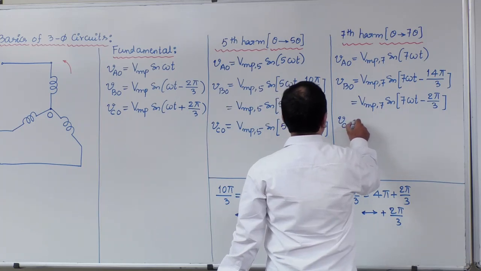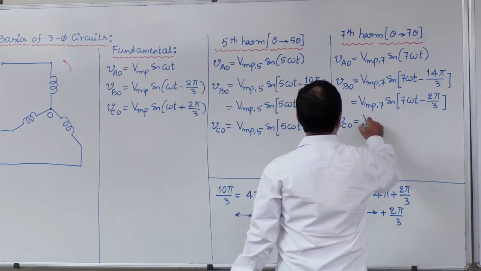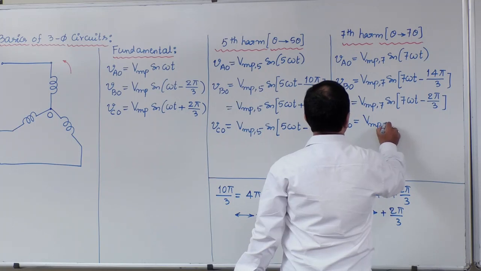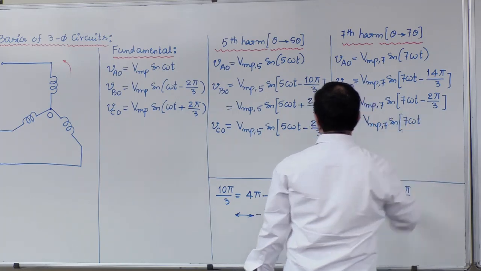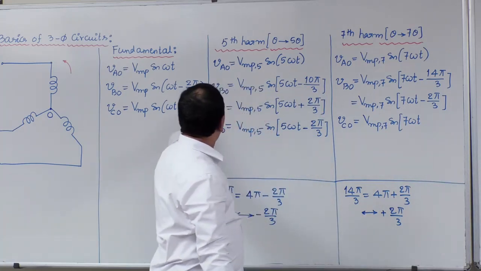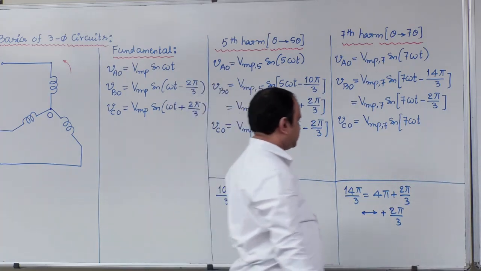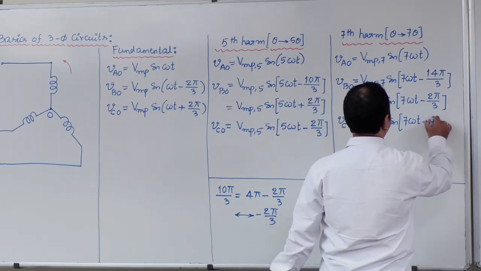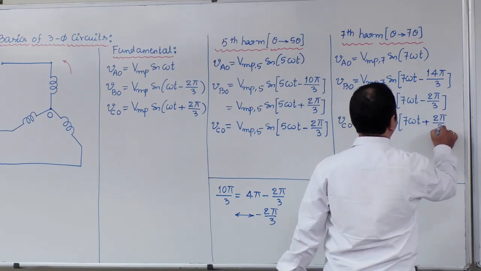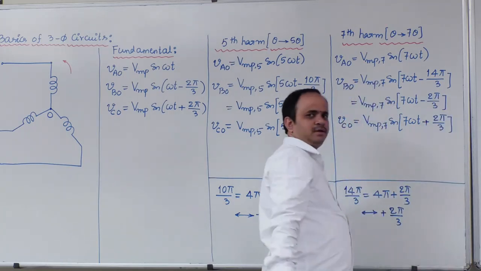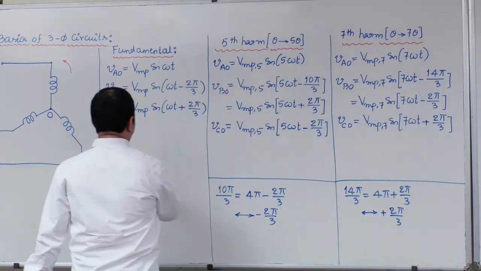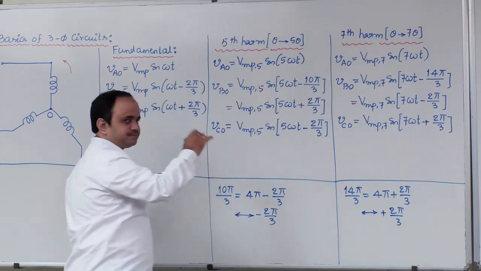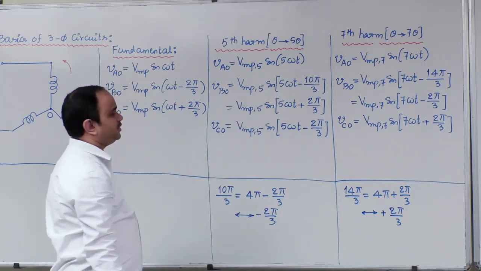Similarly, we can write VCO is equal to V_mp7 sine of (7 omega t plus 14 pi by 3). That is the same as plus 2 pi by 3. Now, I will tell you the reason why we wrote all of these three sets of equations.